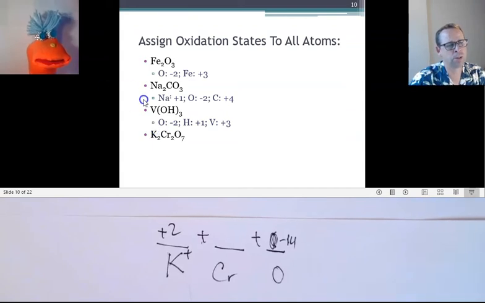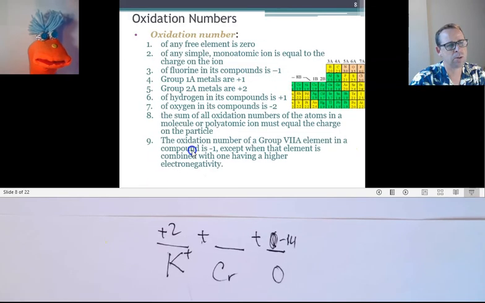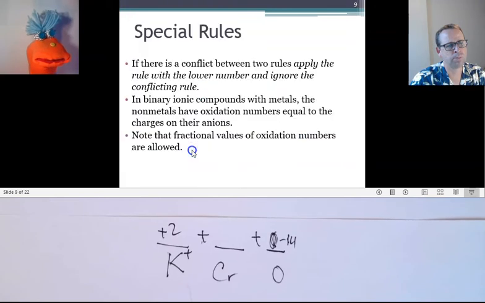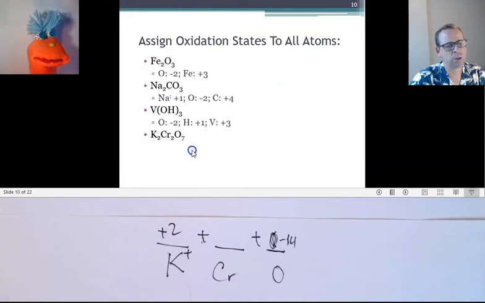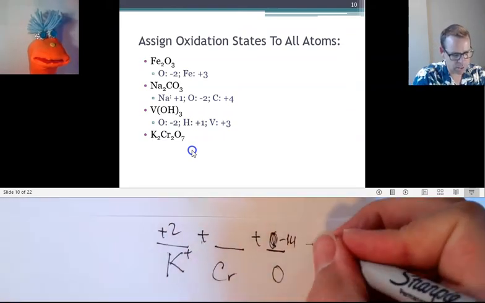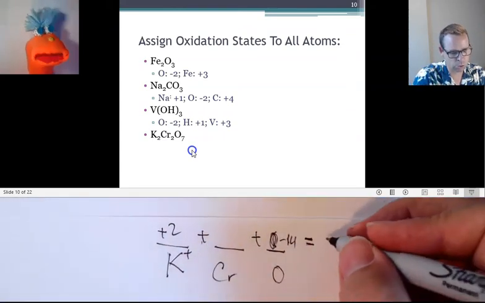Can I see those rules again? Well, yeah, just a second. Let's get her back here. Here we go. I don't see any rule about chromium. Yeah, there's no rule about chromium. So we have to do it by deduction again. We have to determine what the sum of all of these should be. Should be 0, no charge.